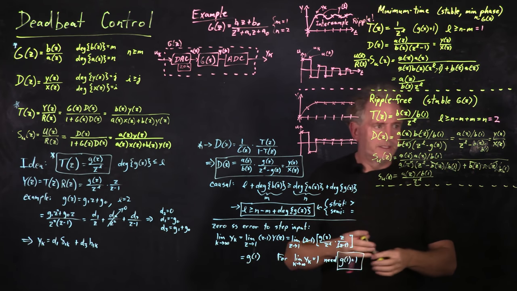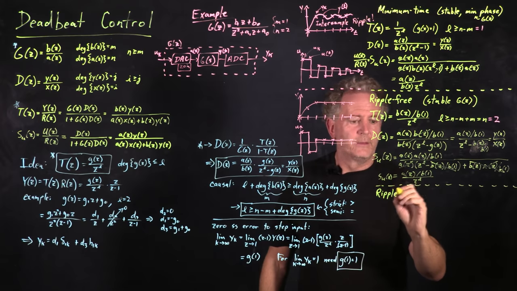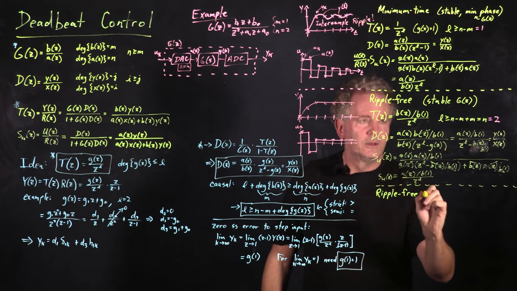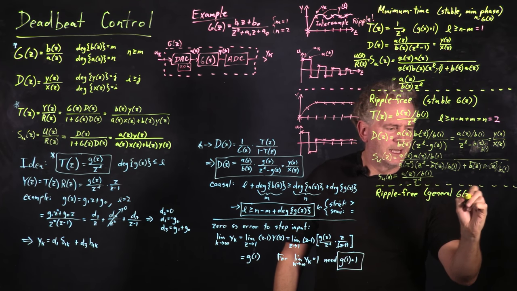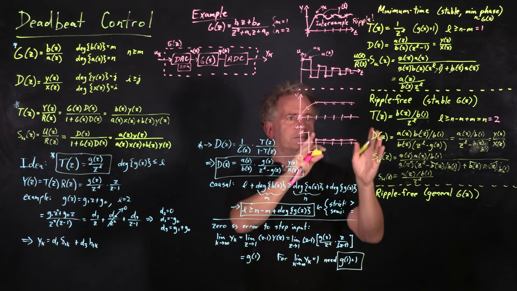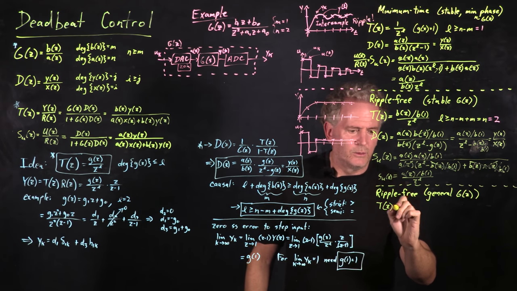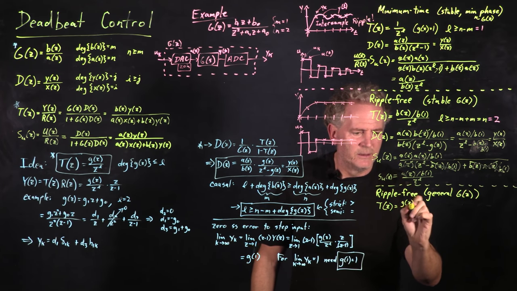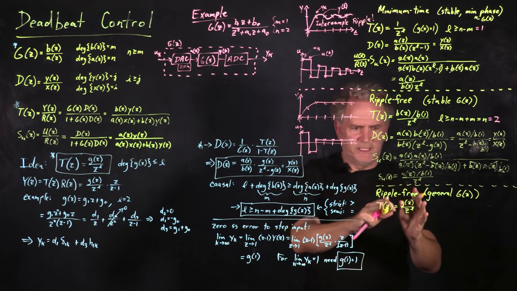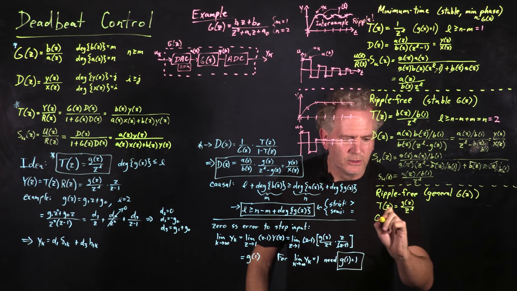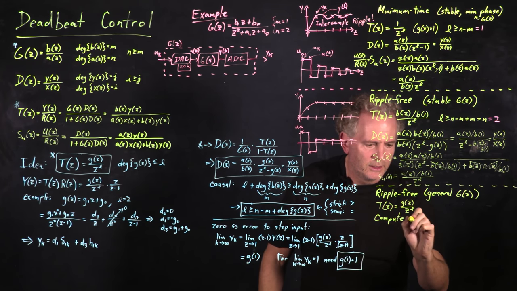So now in the general case, we want to have a ripple-free controller for general G of Z. So it might be unstable, it might be non-minimum phase. We need to do something slightly different than this. So what I'm going to do is I'm going to take my T of Z as being equal to G of Z over Z to the L. I'm not going to prescribe G of Z. Instead, what I'm going to do is I'm going to compute the controller.